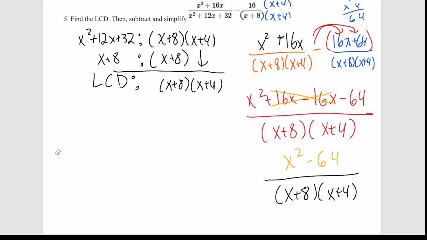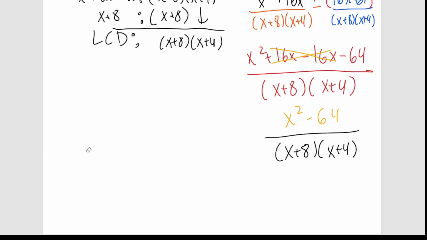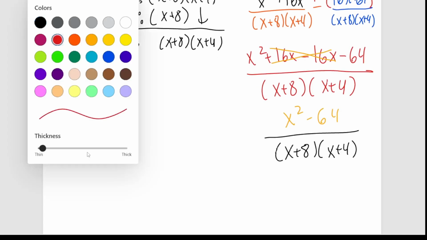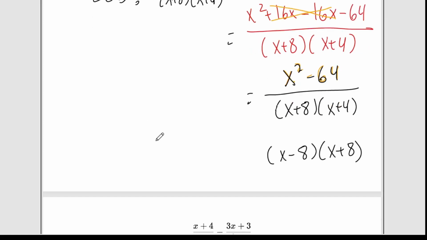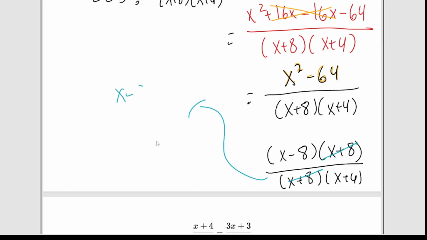Now we're at the point where we want to simplify this final answer. We've just got a single rational expression, so we do want to go ahead and factor what we can so that we can simplify the answer. And in particular, x squared minus 64 is the same thing as x squared minus 8 squared, so that's going to factor into x minus 8 times x plus 8, because that is a difference of squares situation. All over x plus 8 times x plus 4, and whenever I have an x plus 8 divided by an x plus 8, that's going to cancel out to make 1, and my final answer will be x minus 8 over x plus 4.